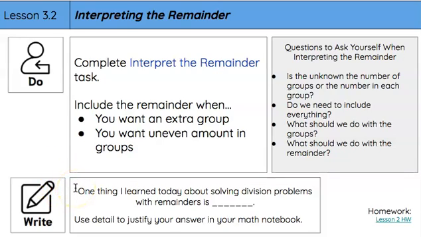One thing I learned today about solving division problems with remainders is blank. Be sure to use detail to justify your answer in your math notebook. Good luck with interpreting your remainder practice today. Be sure to use a lot of detail when you're justifying why you chose to do what you did with the remainder.